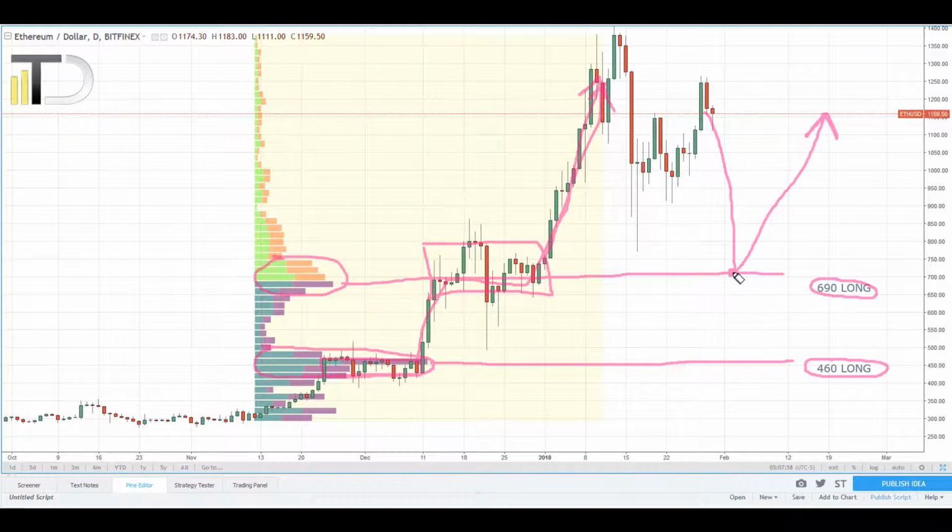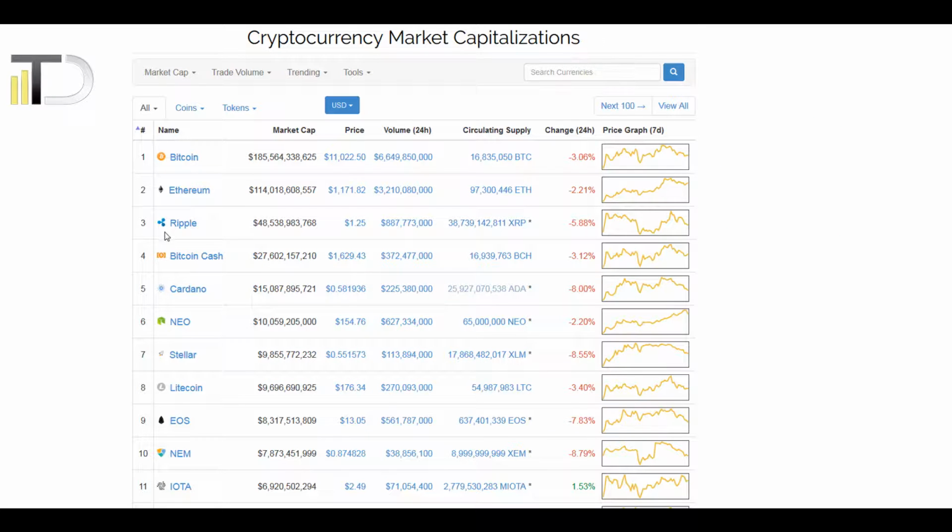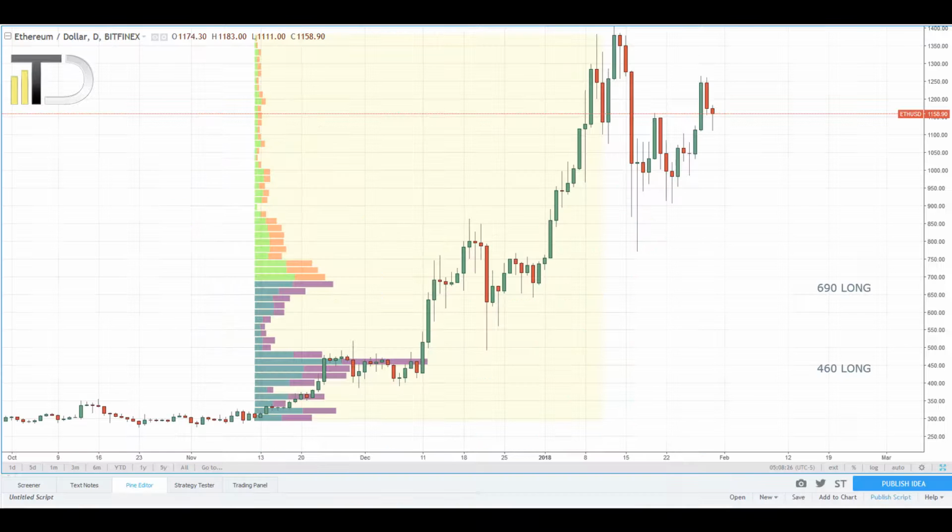I think that the best idea is to enter the first half of the position right there and the second half of the position right there, long from this area. So now we have two long positions on the Bitcoin, two long positions on Ethereum. And if you remember, the third biggest one was Ripple. So let's now have a look at the Ripple.